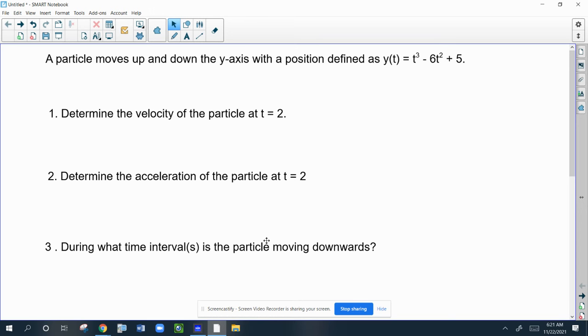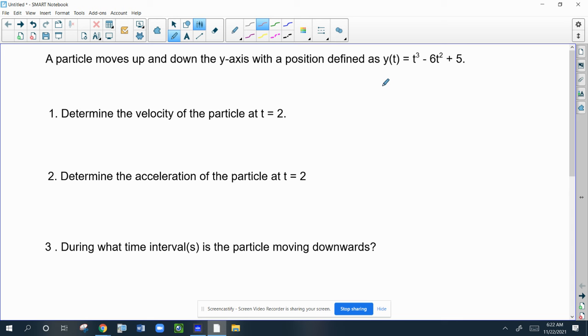In this video, we're going to be talking about linear motion. In this situation, we're given a particle that's moving up and down the y-axis, and its position is defined by this equation right here. The first thing, we know we're going to be talking about velocity, acceleration, and speed. So let's get that first.